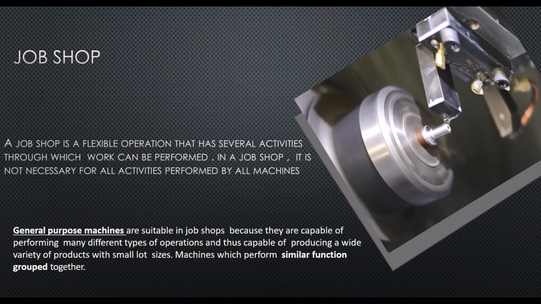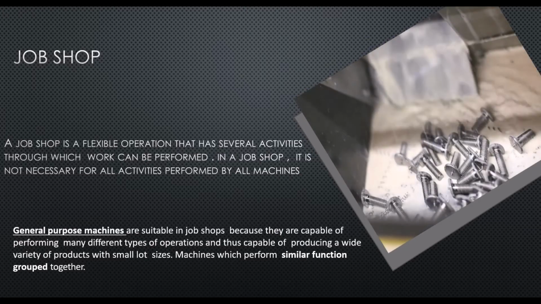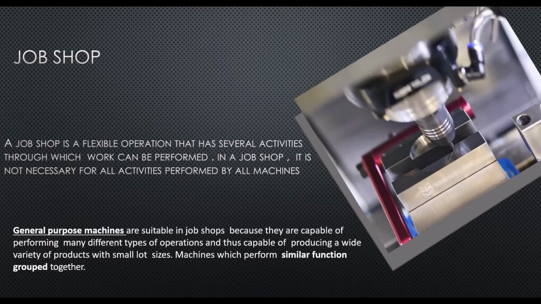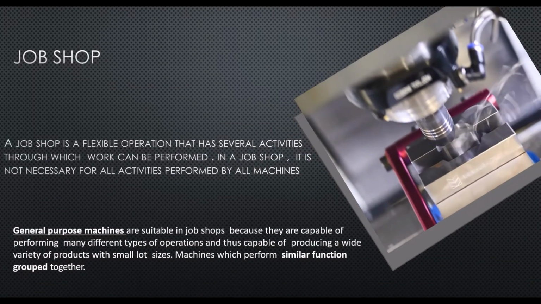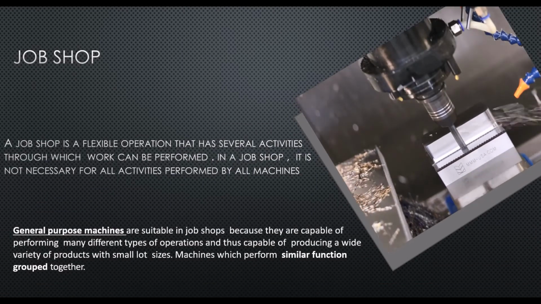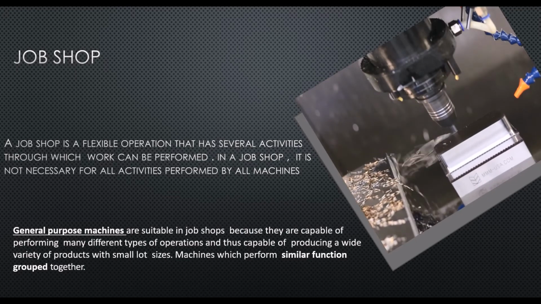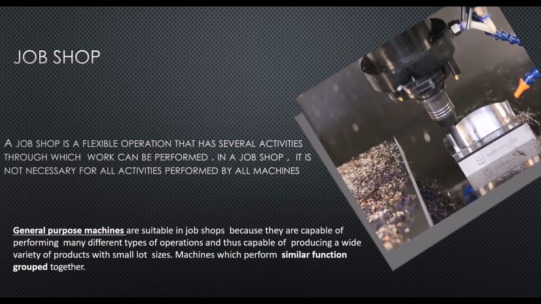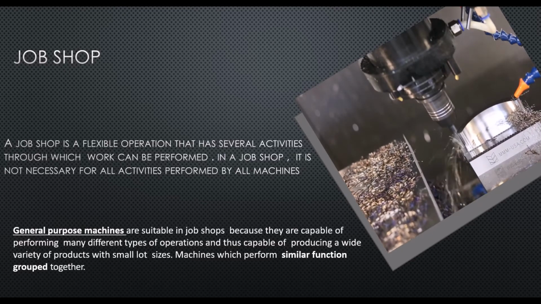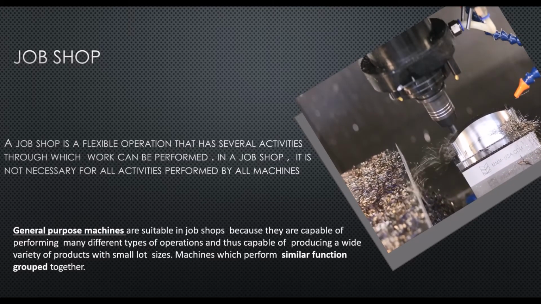Machines which perform similar functions are grouped together, and we are able to produce the products. The best example is a sewing machine. By using this machine, we can design different varieties of dresses, meaning different models of dresses. Okay, this is the best example for any job shop production system.